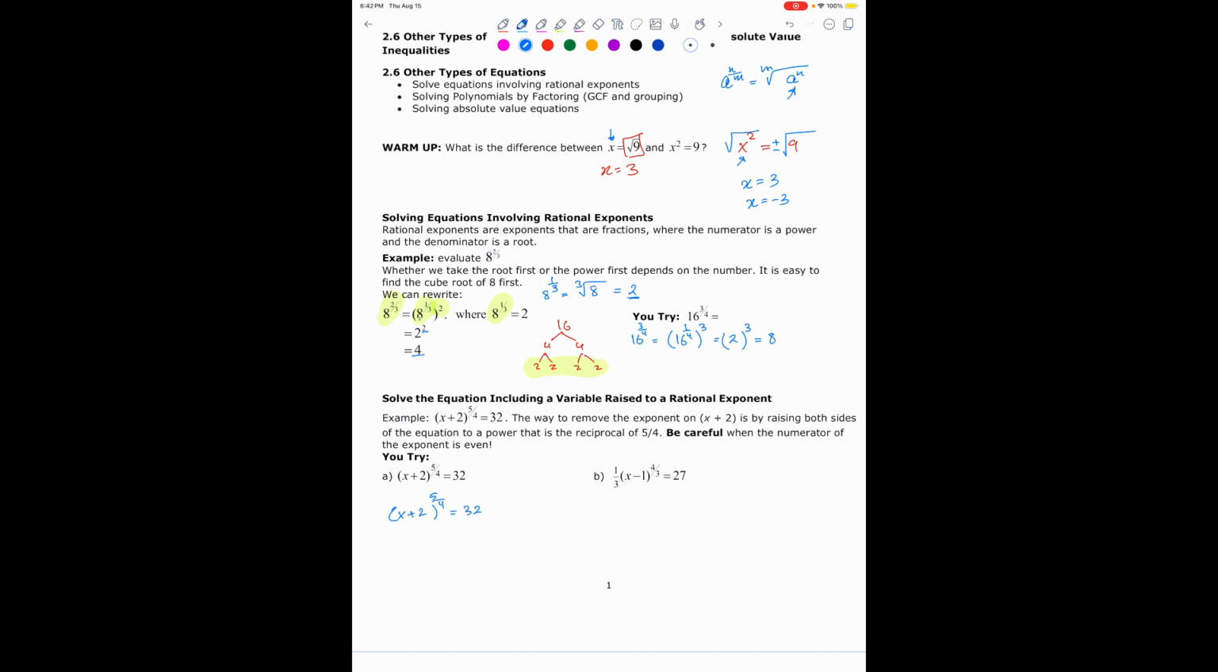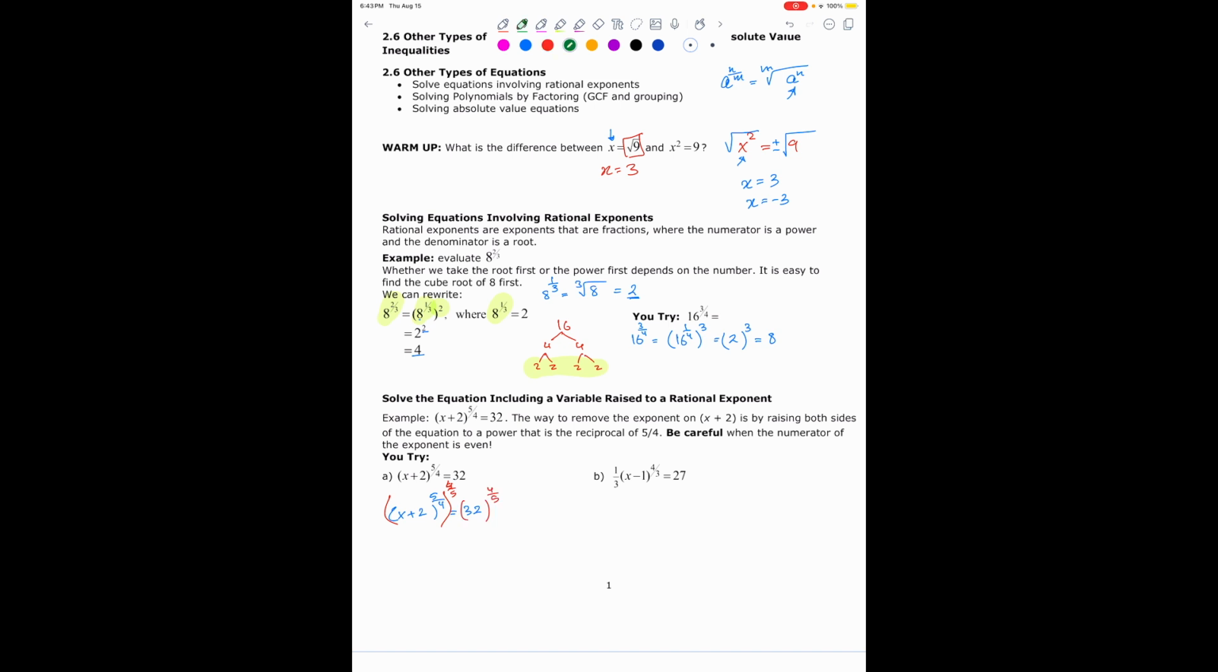So we're going to start raising both sides of the equation to the reciprocal, because any fraction times its reciprocal is equal to 1. So we're going to raise both sides to 4 over 5, and then we're going to solve both sides of the equation. So here's how we're going to do it.